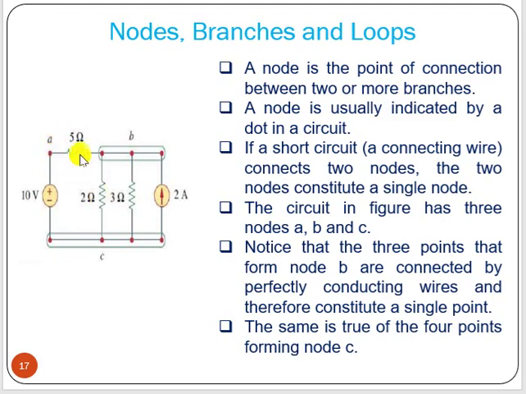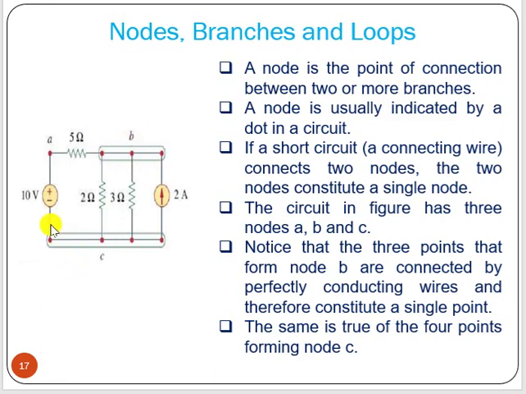Again, you can see this resistor, 2 ohm resistor, 3 ohm resistor, 2 ampere current source. These four branches are connected to a common point which is called node B. Now in between these 2 points there is no element, only a connecting wire. So these 3 points we can consider as a single node B.